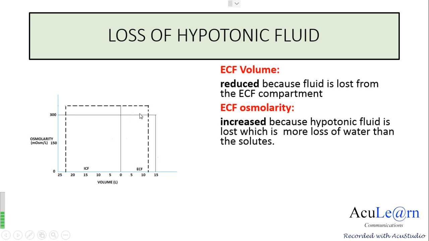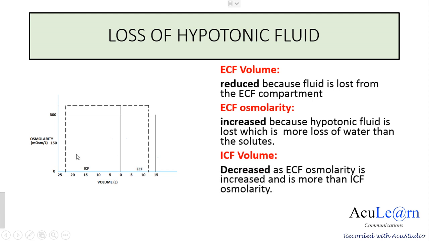Now, this increase in the ECF osmolarity will cause the movement of water from the ICF to the ECF. So the ICF volume will be decreased because there is movement of water from ICF to ECF. That is because of the increase in the ECF osmolarity. Water moves from ICF to ECF due to osmosis, and it will move until the osmolarity in both the compartments becomes equal.